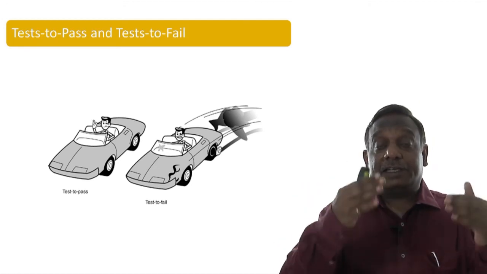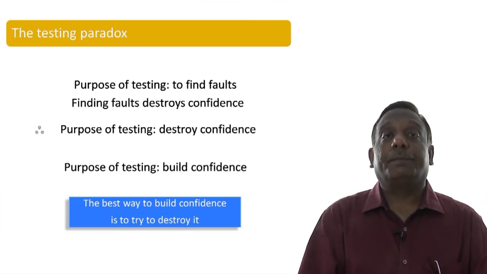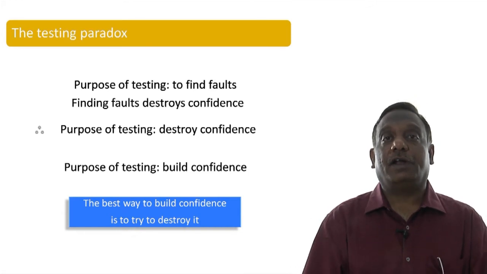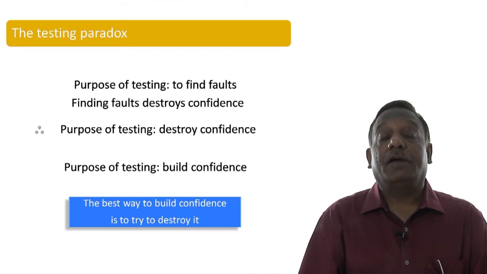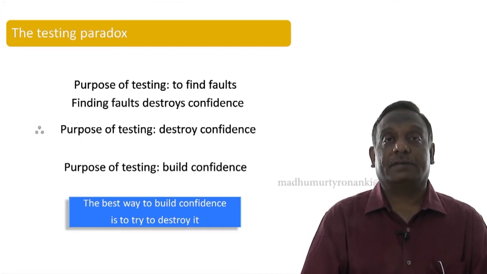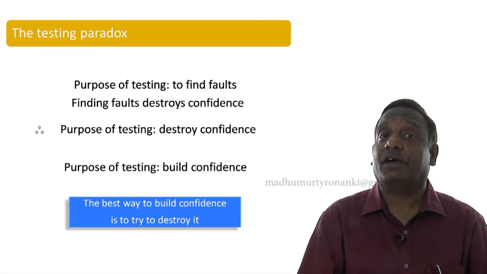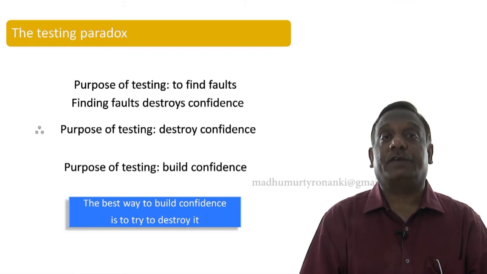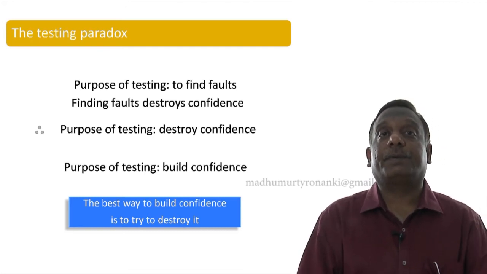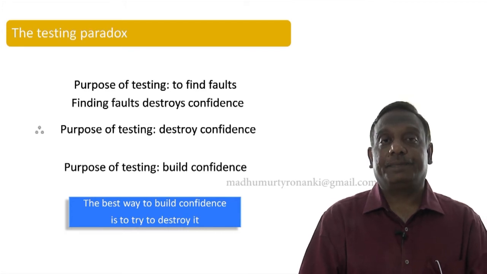So let us understand something called the testing paradox. I told you right now, the purpose of testing is to find faults. You have to have that kind of mindset. And earlier I demonstrated that finding faults destroys confidence. So from this, the purpose of testing is to destroy confidence. But earlier on I talked about the purpose of testing being to build confidence. That is a contradiction, and that is what we call the testing paradox.